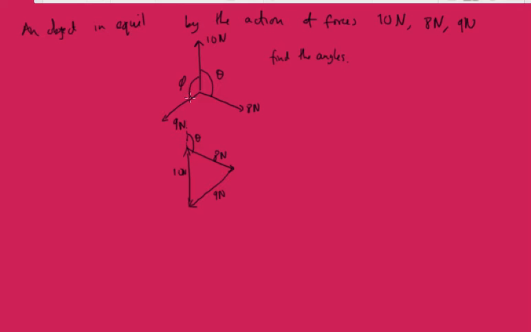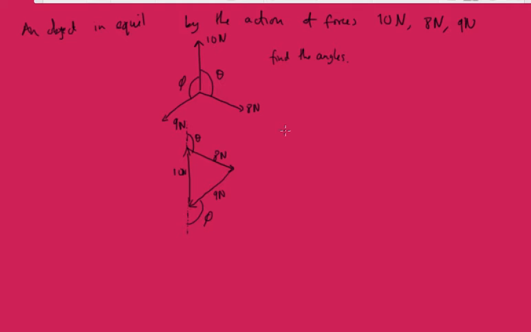Now what happens to our angle phi? The phi angle is going to end up, we end up extending our 10 Newtons down here. This is going to be phi. So we can now use our cosine rule.